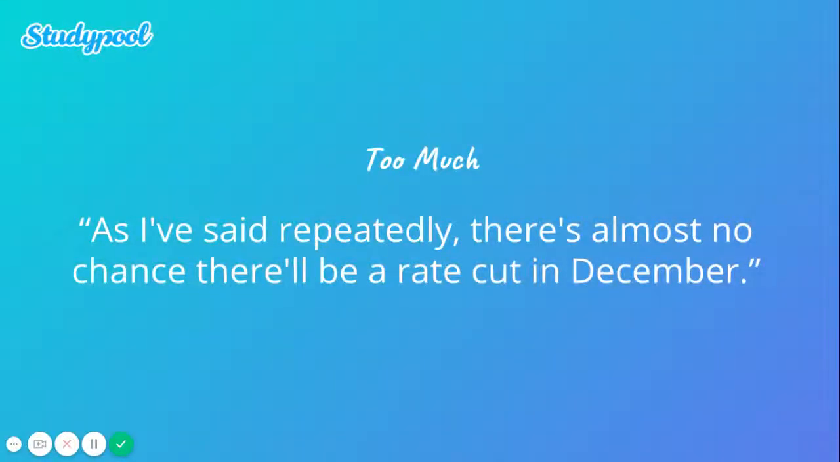Let's go through this version of the sentence. As I've said repeatedly, there's almost no chance there'll be a rate cut in December. Now we've crossed the line of acceptable informality, especially in a serious essay. The contractions have almost taken over the sentence. This is just an example of the fine line you need to walk when using contractions, and as such, it is better to err on the side of caution.